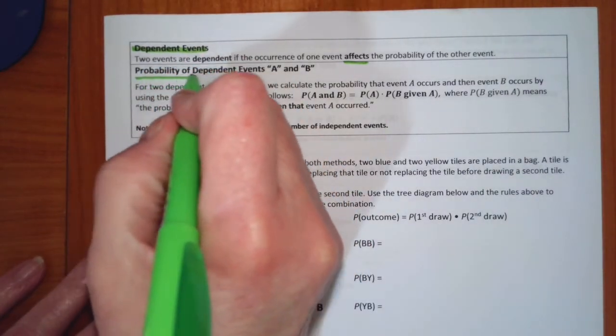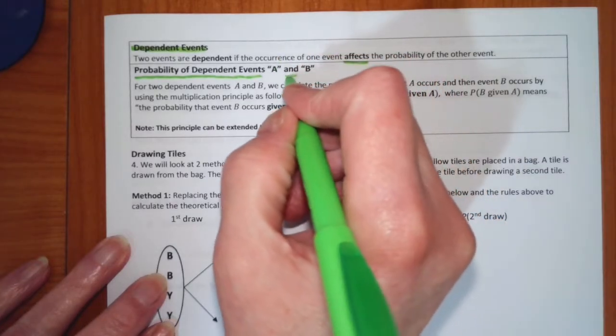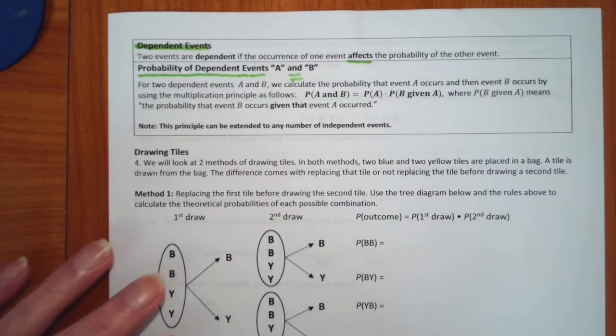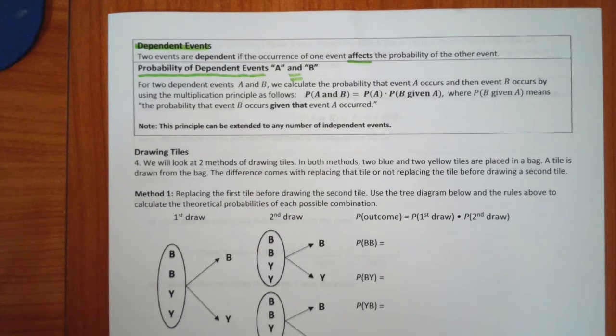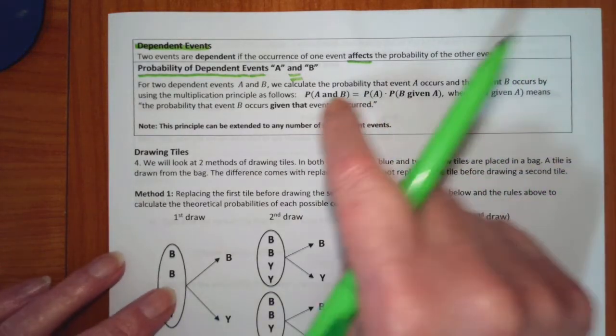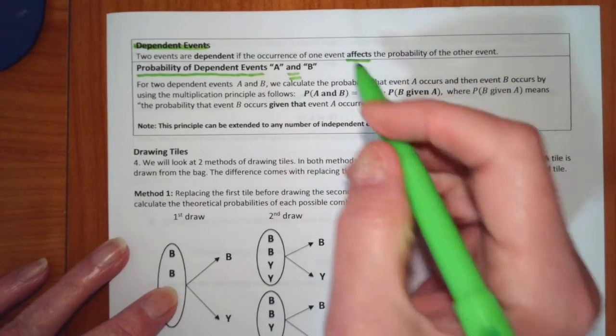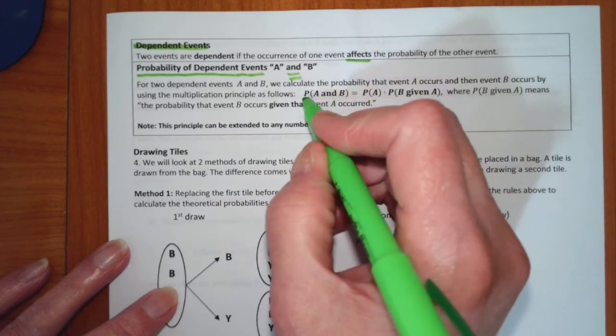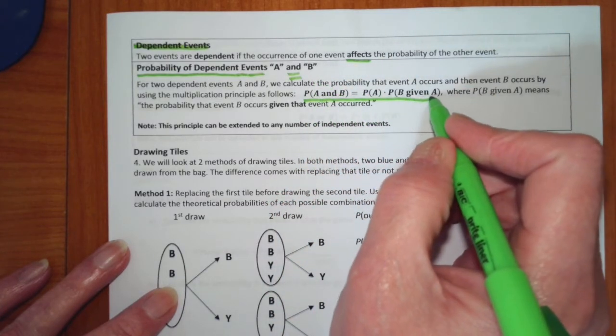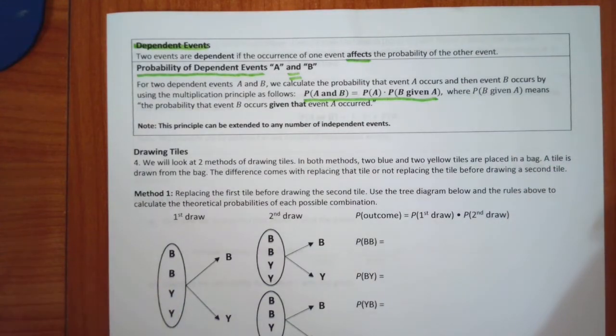The probability of two events, A and B. For two dependent events, we calculate the probability that event A occurs and then event B occurs by using the multiplication principle as follows, but there's a twist to it. If it is dependent, the probability of A and B is the probability of A times the probability of B given A. Now we're going to illustrate this by doing a game of drawing tiles.